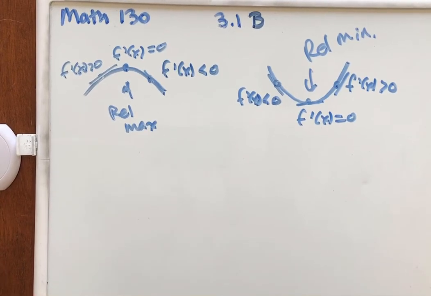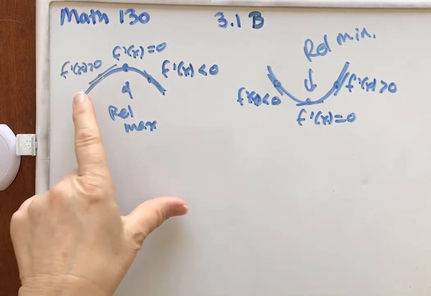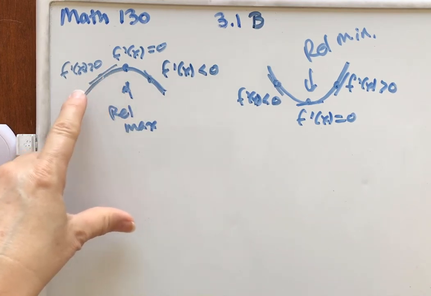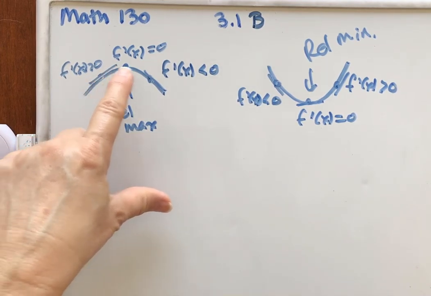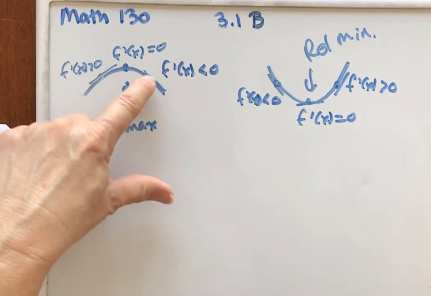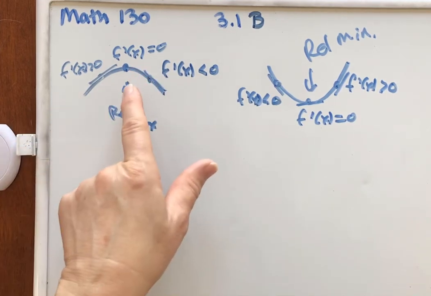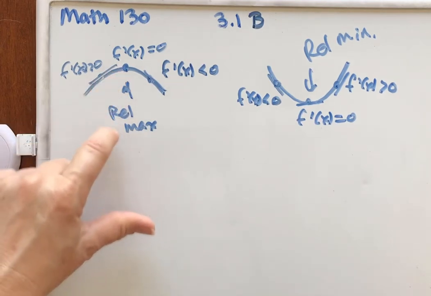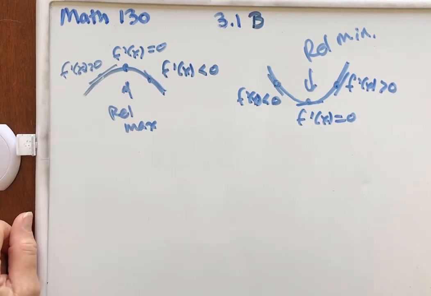3.1b. So let's summarize the first derivative test for relative extrema. All right, here's the first picture. If f prime of x is greater than 0, that slope is greater than 0, and f prime of x is less than 0, and right here f prime of x equals 0, then this point is a relative max.